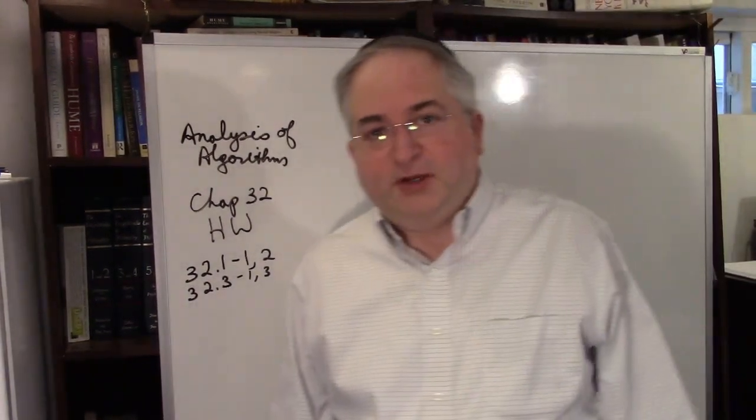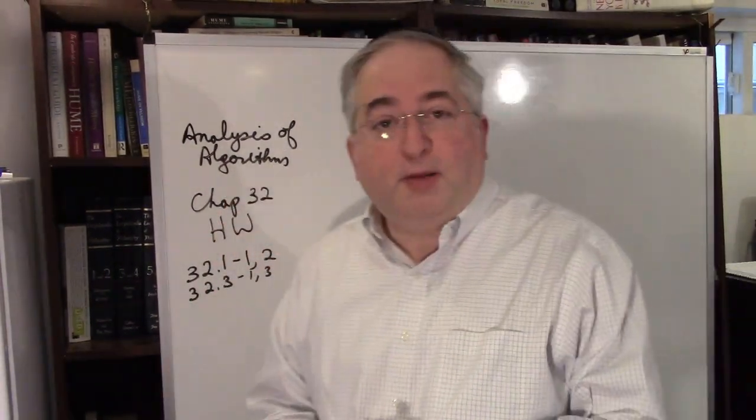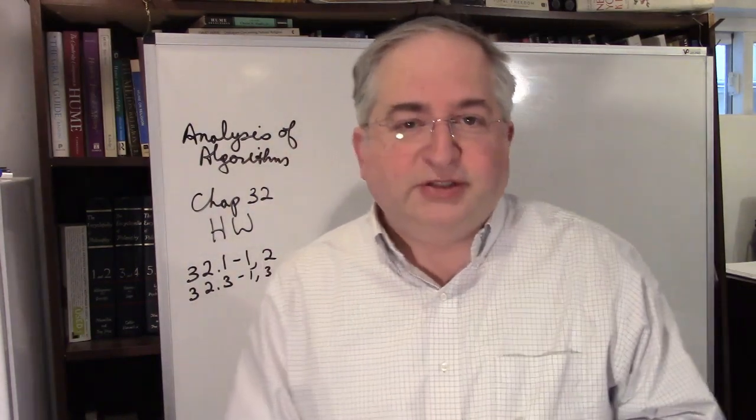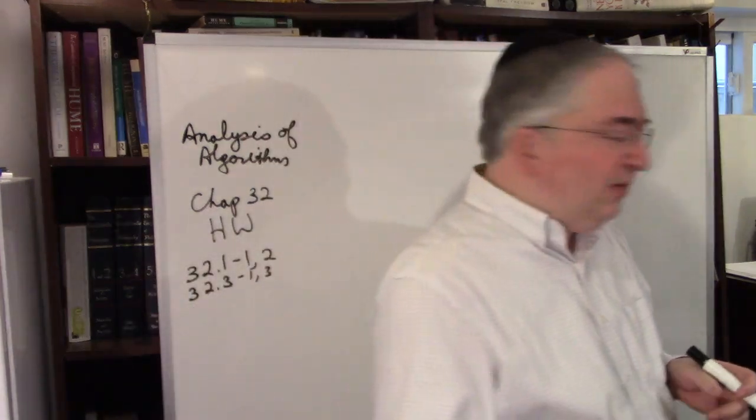Hi, this is Nastaninowski. We're doing the homework problems for Chapter 32, analysis of algorithms. This is in Cormen, Leiserson, and Rivest. Chapter 32 is about string matching. As always, you're supposed to do the problem first.